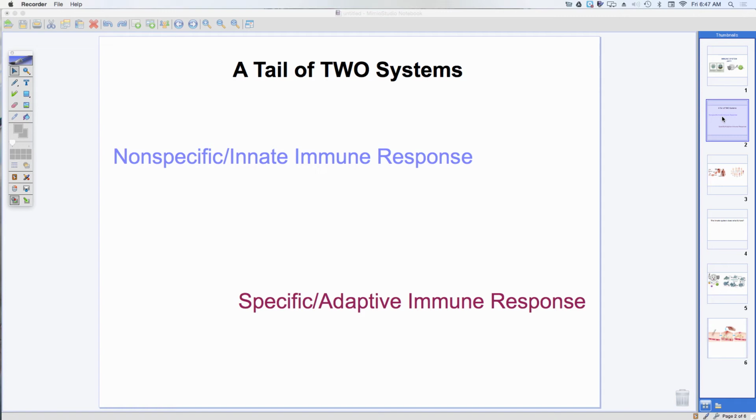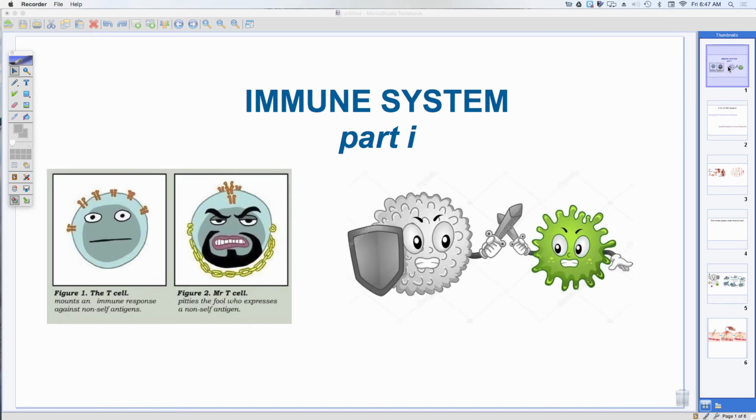So today's lecture will be on the non-specific, the innate immune response. And the next lecture, tomorrow or Monday or whenever you get to see it, will be on the adaptive immune response. So let's just take a look back here and think about what is meant when I say the immune system, or what a system is.